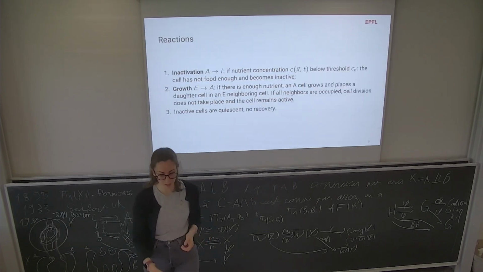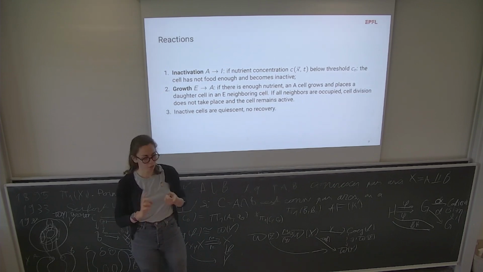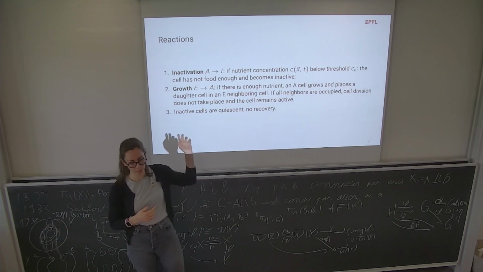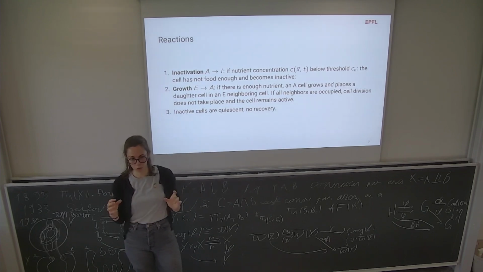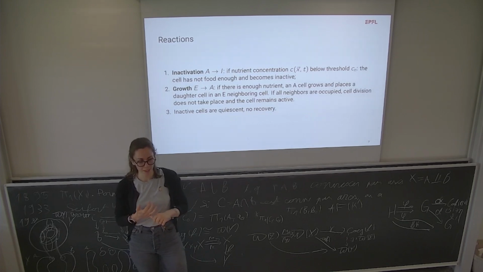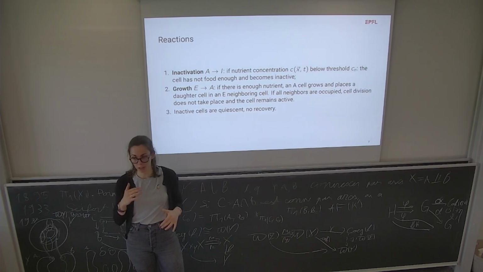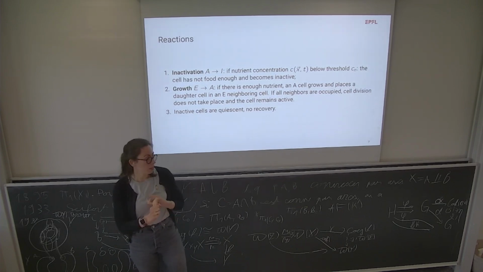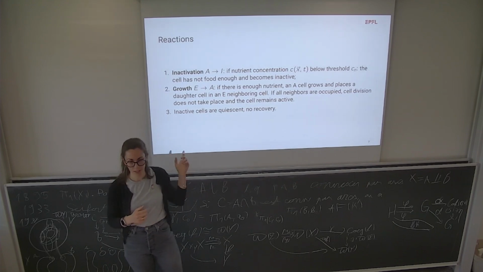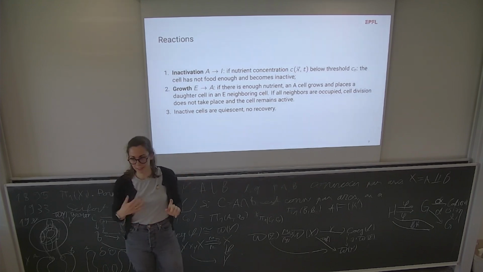The transitions I can have are first the so-called inactivation. An active cell can become inactive if the nutrient concentration at that place is below a certain threshold. The physical interpretation is that if the cell does not have enough food to survive, it becomes inactive. The second reaction is growth. An empty cell can become active. The idea behind this is that an active cell can duplicate, can divide.